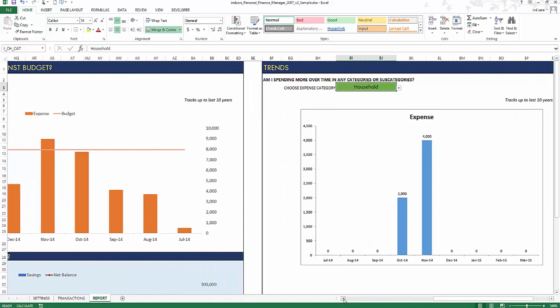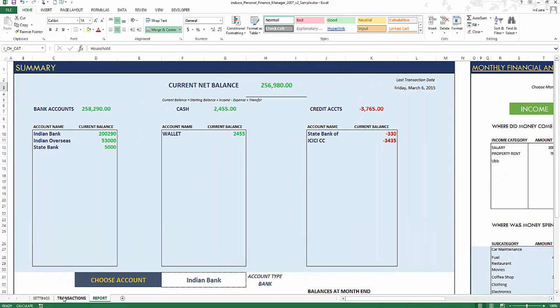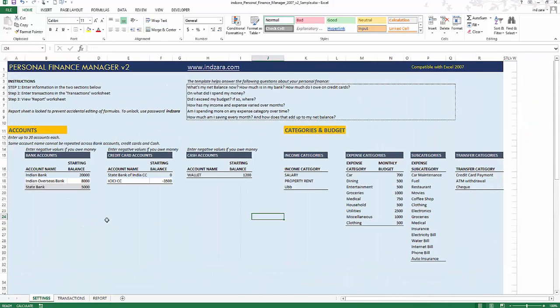So again, a few charts have been removed. Other than that, you will still have all the functionality. And just to recap again, this is a version that's compatible with 2007 for Windows and Excel for Mac 2011.